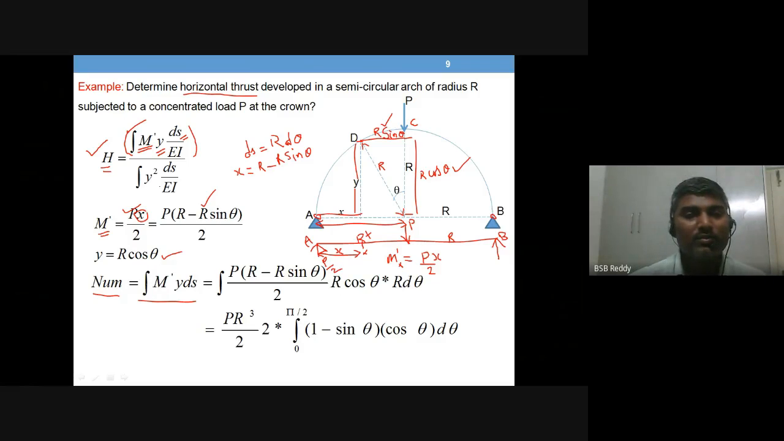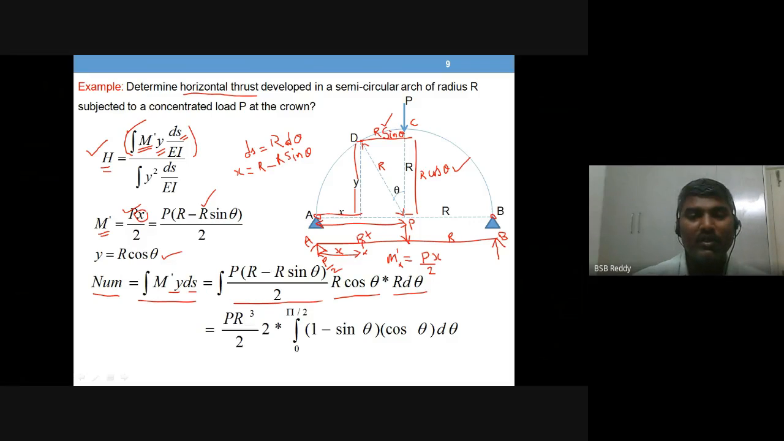So integral M dash y ds. What is M dash? P x by 2. Okay. What is x again? R minus R sine theta. That you see here. Okay, so this is what it is. So M dash is P into (R minus R sine theta) by 2. What is y? R cos theta. That is here. What is ds? R d theta. Okay. Right, now all the constants will come out of the integration.